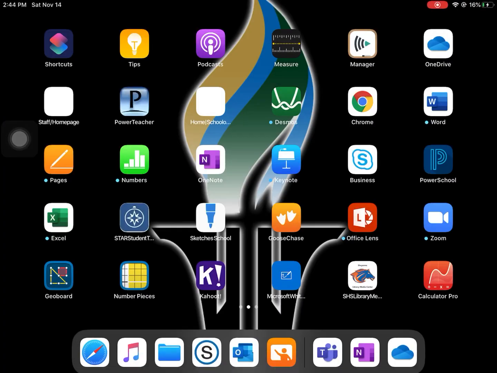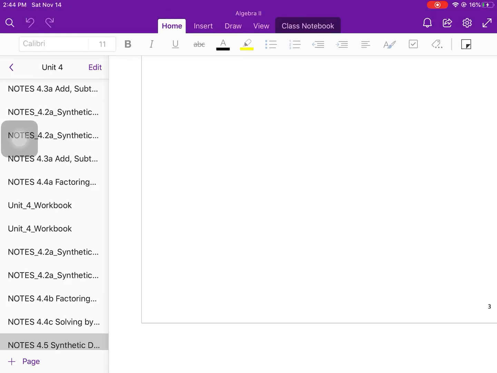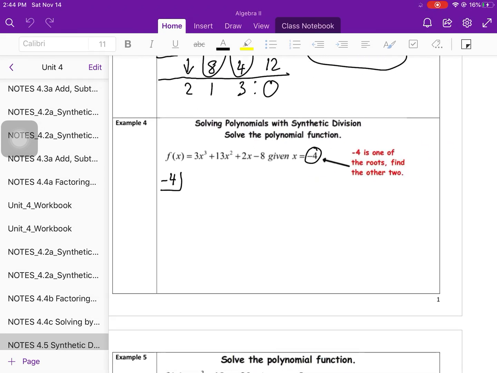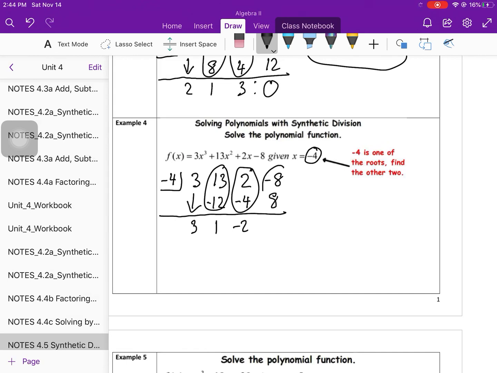We're going to write 3, 13, 2, and -8. And then we're going to use -4. So bring down the 3, multiply -4 times 3 is -12. Add these two, we get 1. -4 times 1 is -4. Add those two, we get -2. And then -4 times -2 gives us +8. So now we get 0 as our remainder.